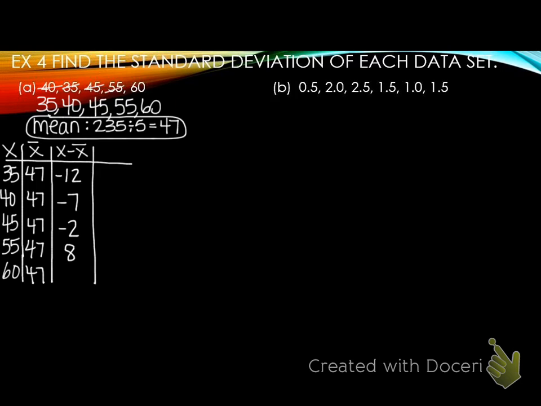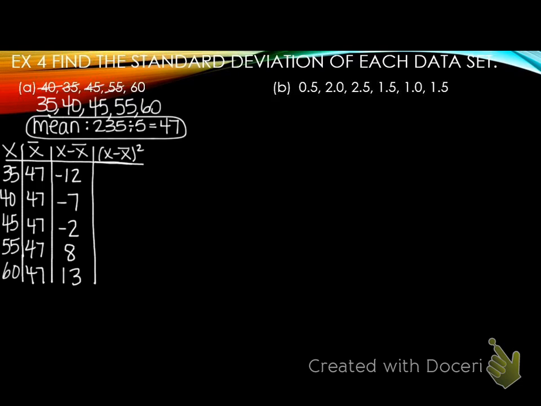8. And what is 60 minus 47? 13. Awesome. All right. So we've listed the numbers. This wasn't hard. We found the mean. That's not too difficult. And now we've literally taken the first column minus the second column. Now, the fourth column, we're going to take that X minus the average, and we're going to square each value.